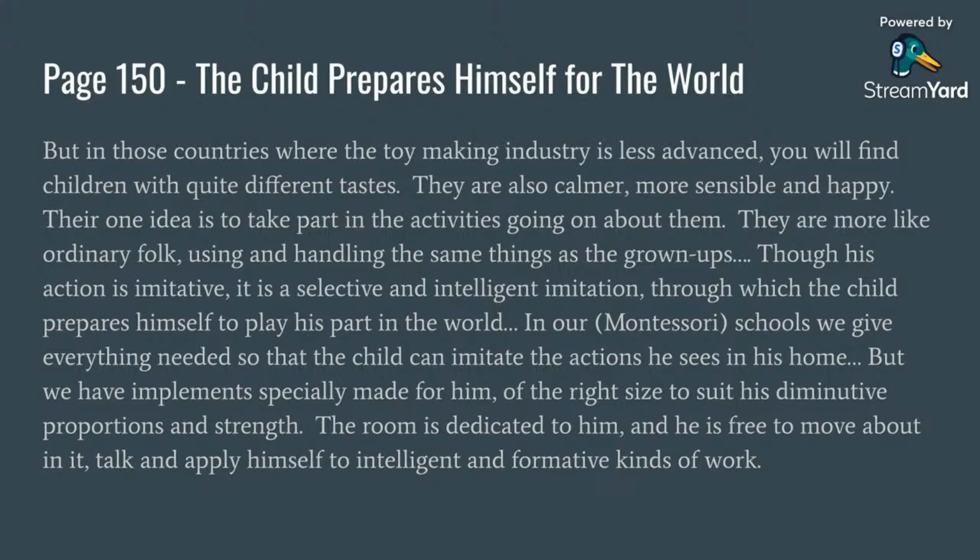They are more like ordinary folk, using and handling the same things as the grown-ups. Though his action is imitative, it is selective and intelligent imitation, through which the child prepares himself to play his part in the world. In our Montessori schools, we give everything needed so that the child can imitate the actions he sees at his home. But we have implements specially made for him, of the right size to suit his diminutive proportions and strength. The room is dedicated to him, and he is free to move about in it, talk, and apply himself to intelligent and formative kinds of work.